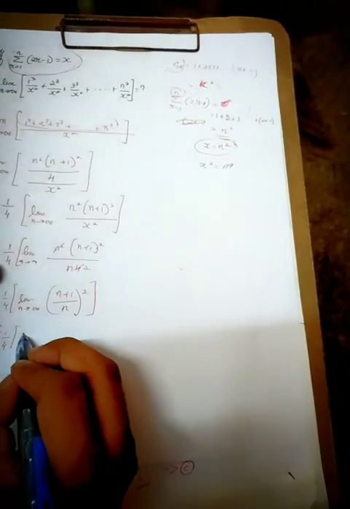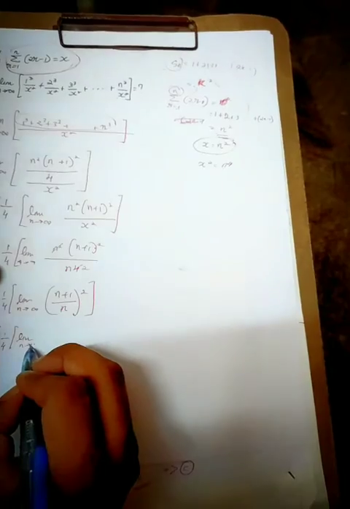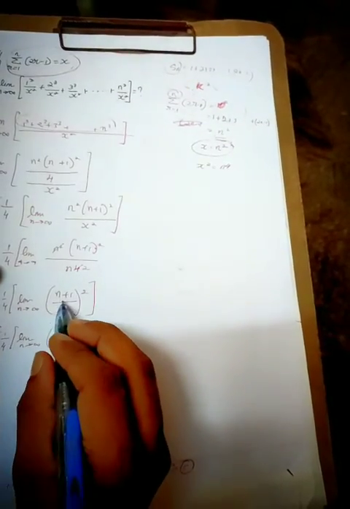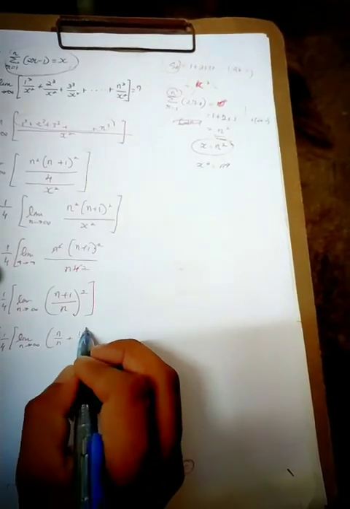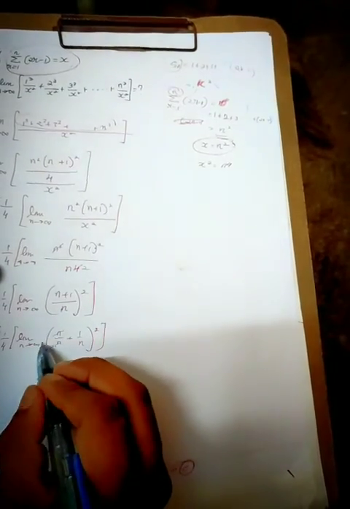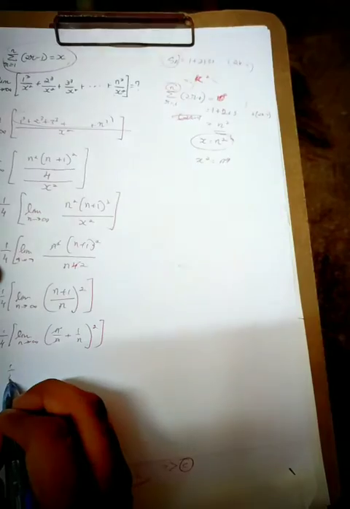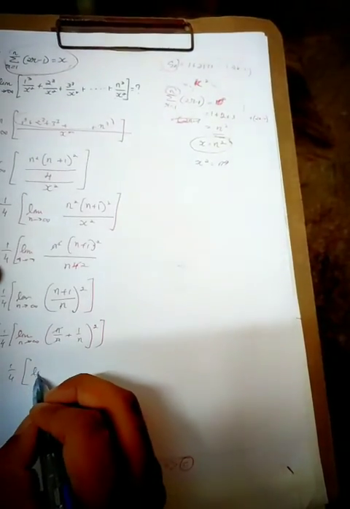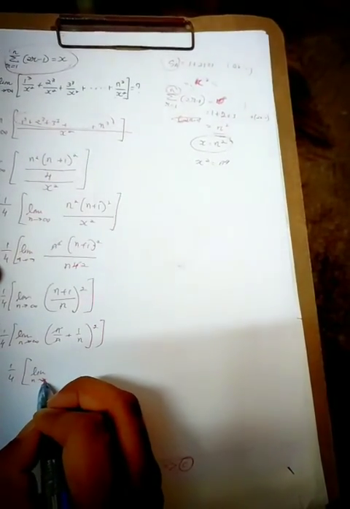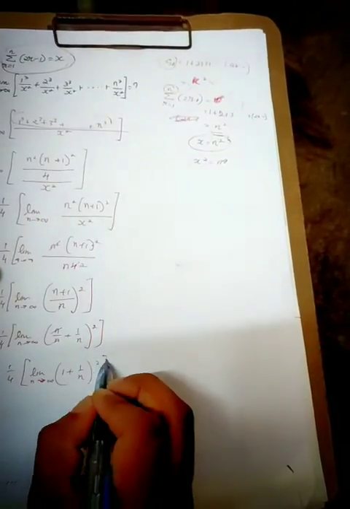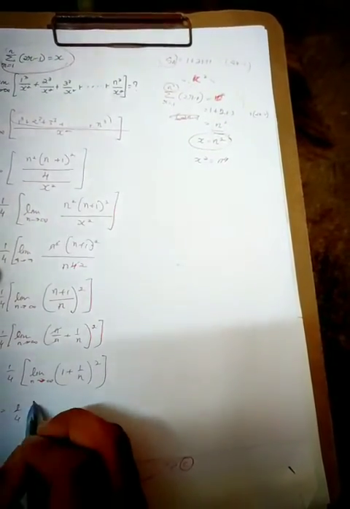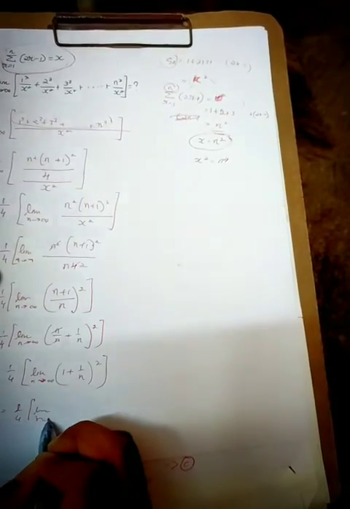We apply the limit after simplifying it to a certain extent. That is, I will split the denominator. It will become n by n plus 1 by n, the whole square. n and n will cancel. So it will be 1 by 4 into limit of n tending to infinity 1 plus 1 by n, the whole square.